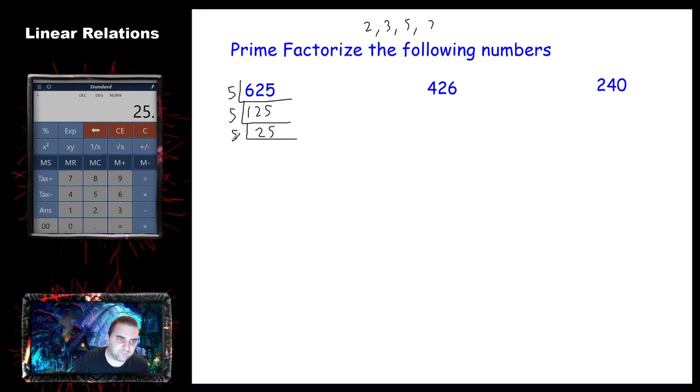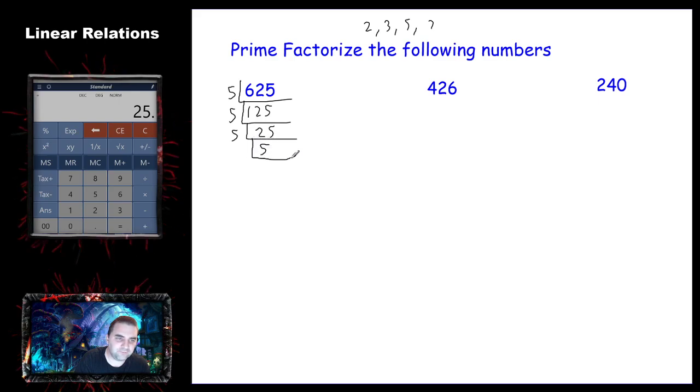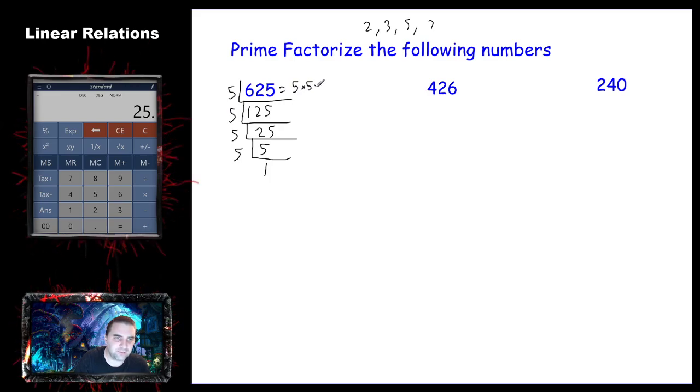25 divided by 5? Absolutely. That is 5. And 5 divided by 5? Absolutely. That is 5. So 625 is the same as 5 times 5 times 5 times 5.